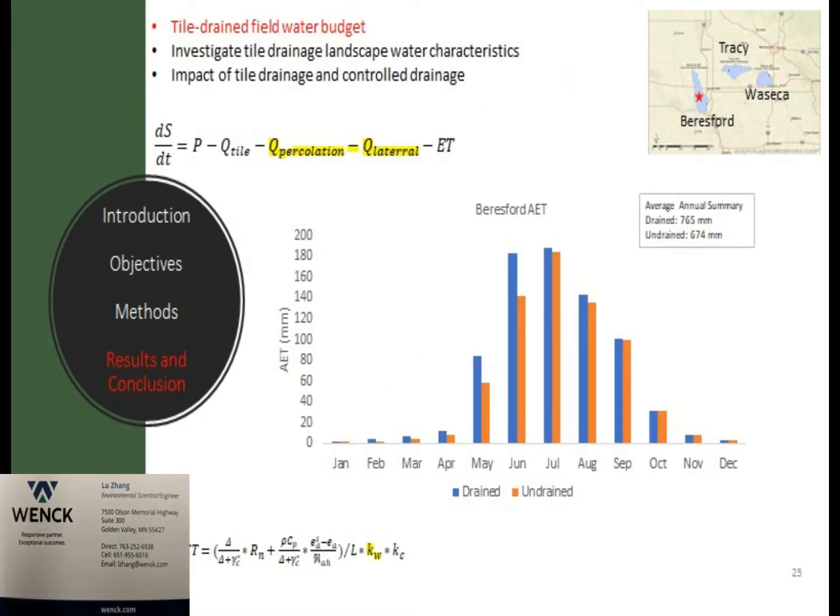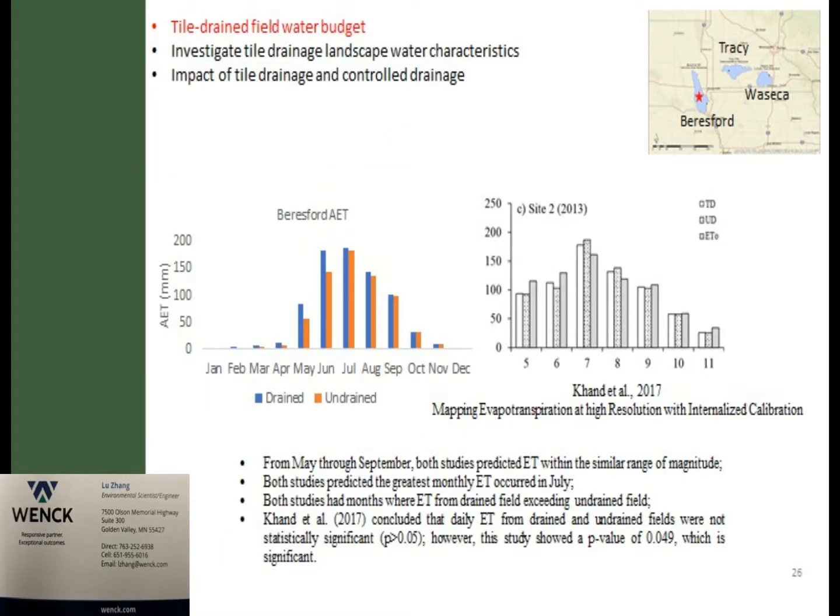So South Dakota, year 4. Same interesting habit, that the drained field actually experienced more evapotranspiration than the undrained field. The drained field has 765 millimeters, and the undrained field has 674 millimeters. And we took the same procedure to investigate which parameter was determining it.